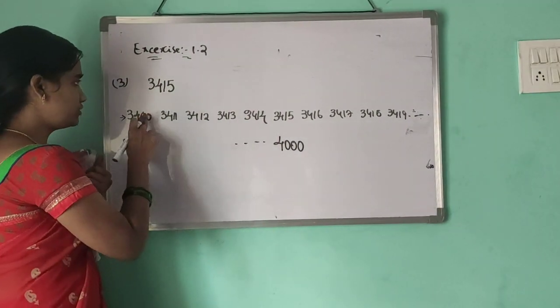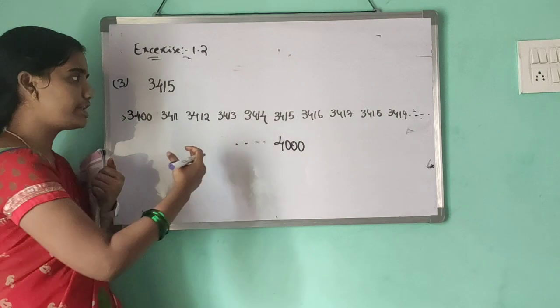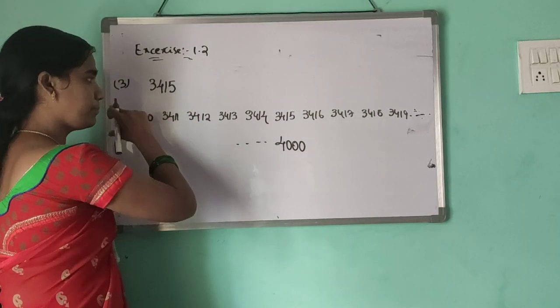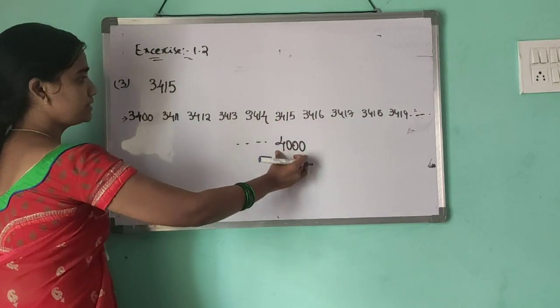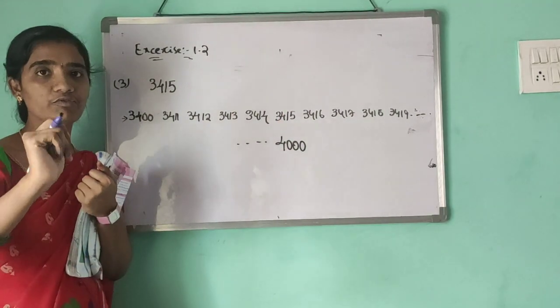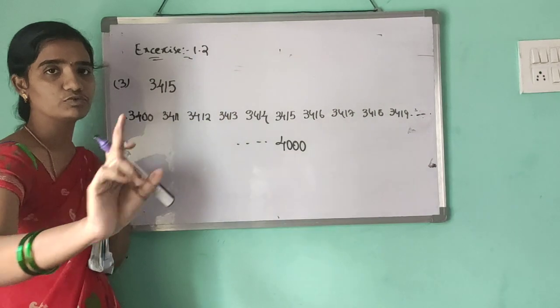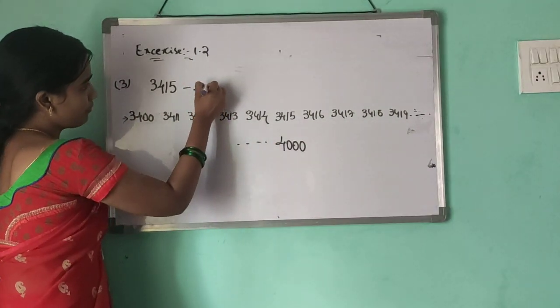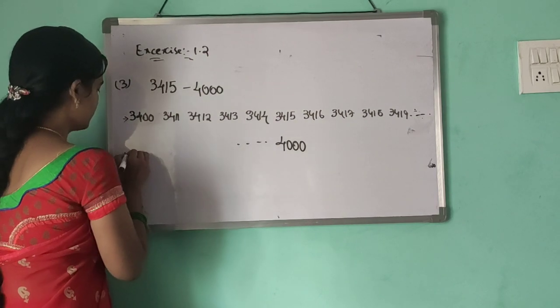Here 3415 is given. We have to find the nearest thousands place. How can we find it? We have to write the numbers this way until we get the three zeros. When will we get 4000? We have to go up to 4000, getting the three zeros. So the answer is 4000. Going to the second one.